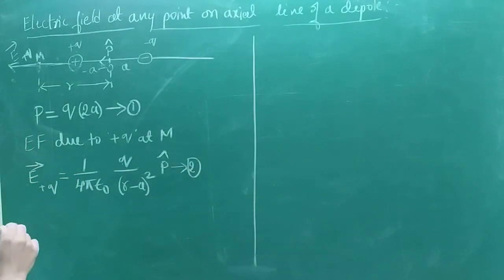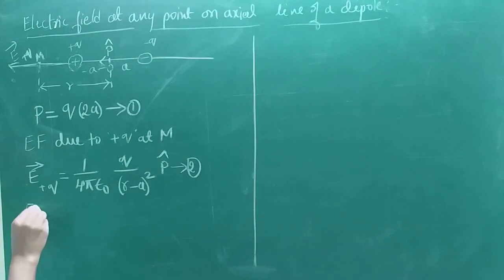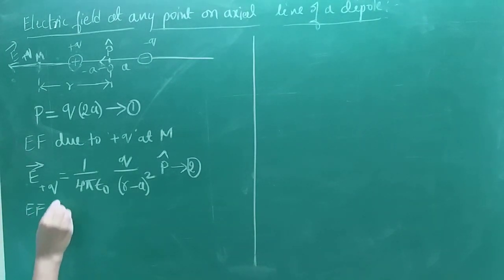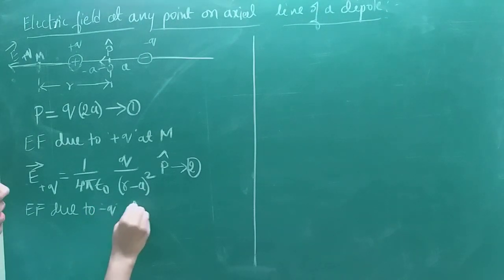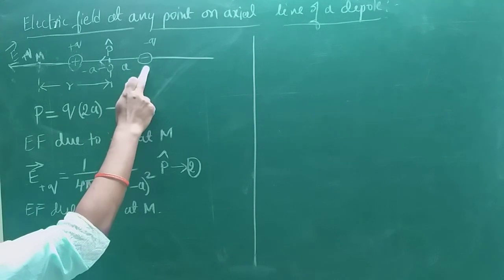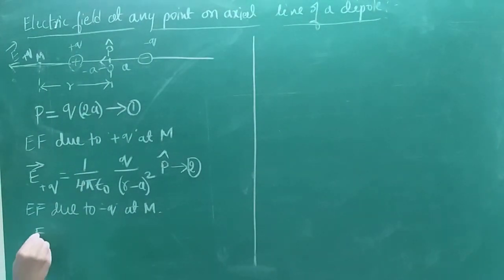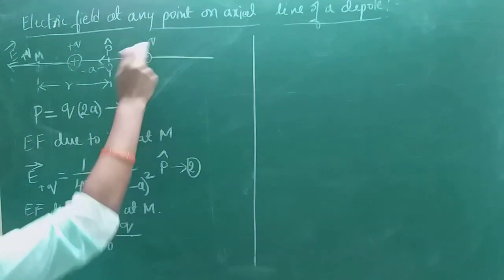And then the electric field due to the negative charge. What is the electric field due to the negative charge, I mean minus q, at M? The electric field at M due to this negative charge is given by vector E minus Q. From Coulomb's law we write 1 by 4 pi epsilon naught into Q divided by, the magnitude of the charge being Q.